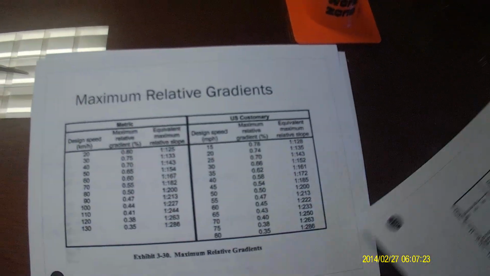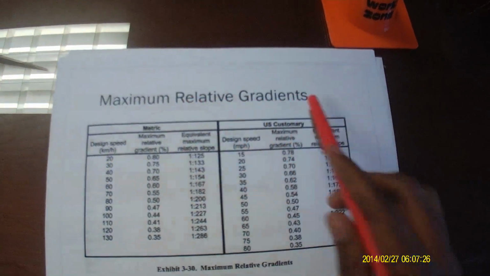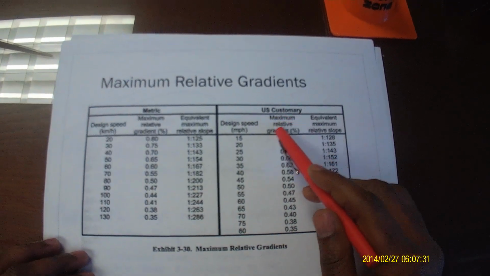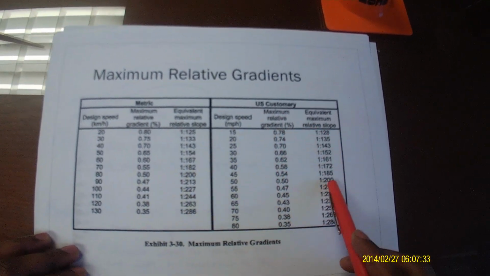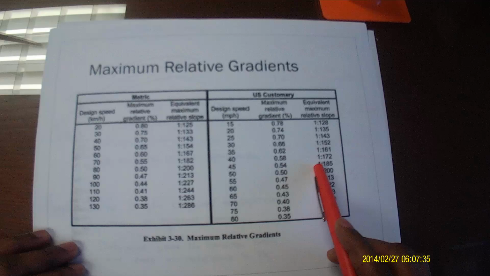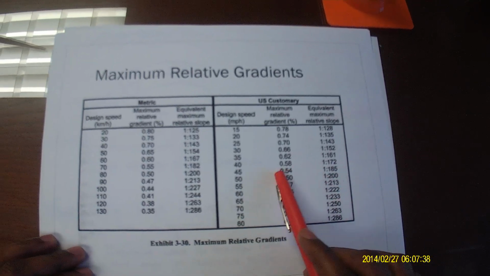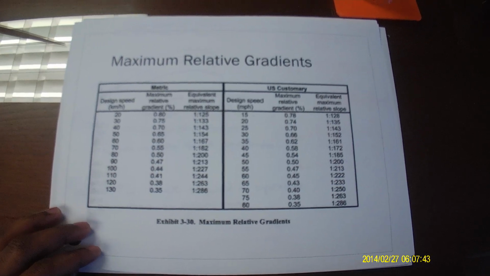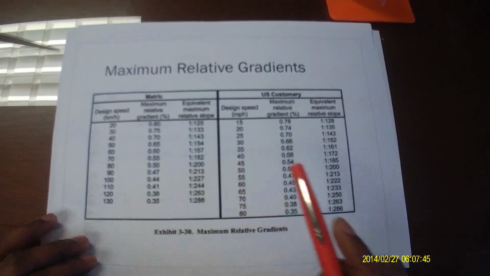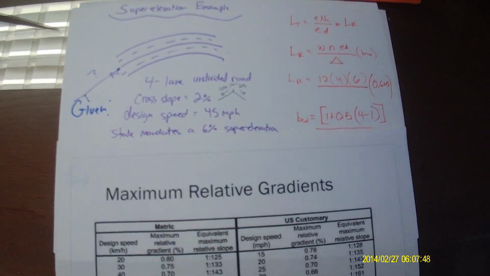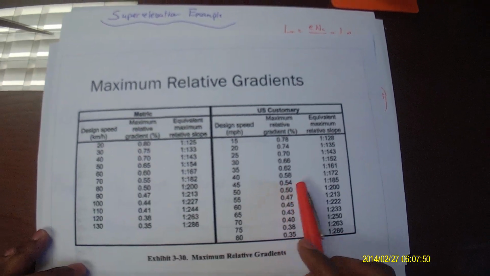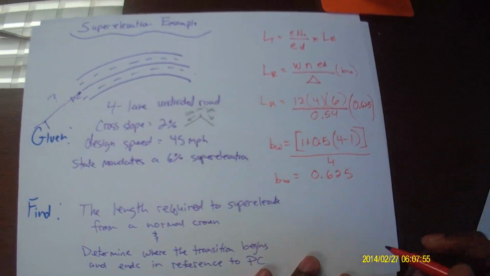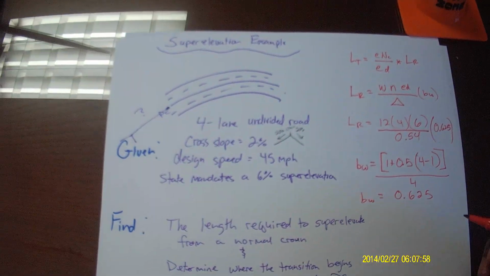Moving on to the relative gradient, I can see here that I should be using a maximum relative gradient in the percentage form. Using this, you can basically divide 1 over 185 and end up getting this, but that's in percentage form. So the relative gradient that I end up getting for 45 miles per hour, because that was given to us earlier, is going to be 0.54. So 0.54 is what I'm going to use. So now I have my L sub r.